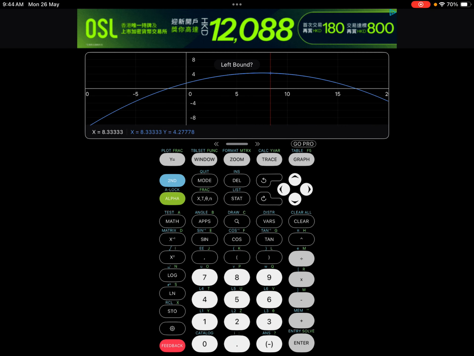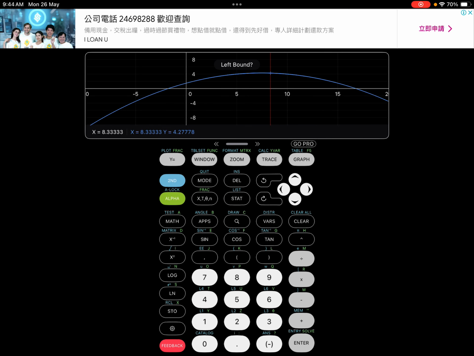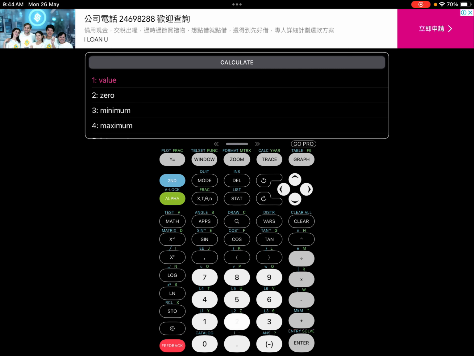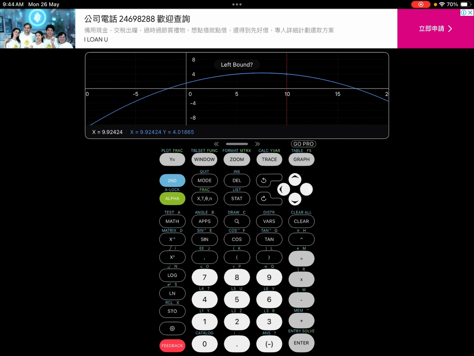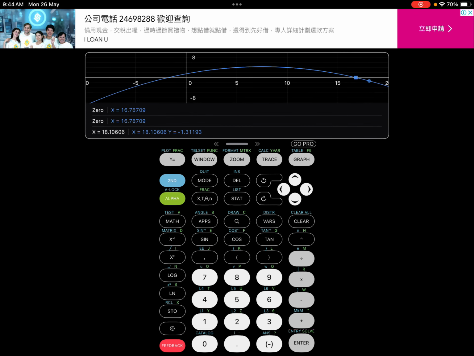Okay, so sorry about that. So let's go back to second trace. I'm going to choose option 2, which is 0. Left bound, you want to choose this, and right bound, let's move to the right of the x-intercept. This will be good. So you're going to get your 0 to be 16.78. I'm going to round it to 3 significant figures, so it will be 16.8.